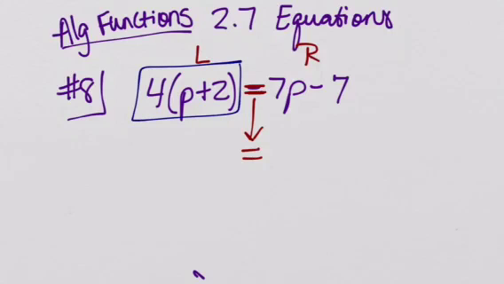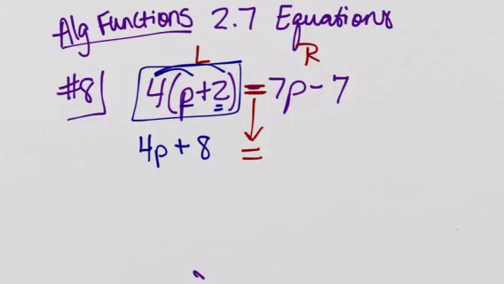P and 2 are not like terms. So I'll double underline the 2, underline the P, they're not like terms. But I notice that I can do this multiplication that we call distribution. So 4 times P is just 4P, plus 4 times 2, 8. So there's the left side. And if you notice again, when I underline these, they are different. 4P and 8 are not like terms.